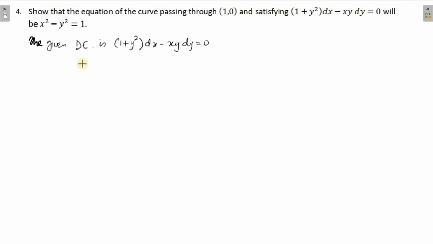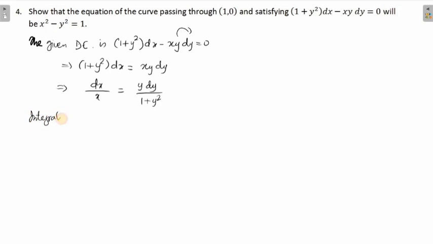Okay, so from here let me separate the variables. Bring this out there, so you get (1 plus y square) dx is equal to xy dy. Alright, so bring all the x to the left hand side. So x goes out here, so you have y dy and you get 1 plus y square out here. Integrating both sides, so let's see what we get. So we get integral dx by x is equal to integral y dy by 1 plus y square.